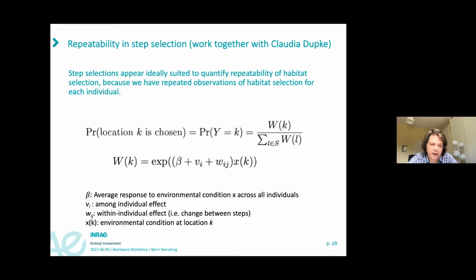we added two random effects. The first random effect was V_i, which represents the individual, or the variance between individuals. So either avoiding more strongly or preferring more strongly than the average animal the environmental conditions X. That is, again, a fairly standard thing to do. But what was less standard was then to add, at the level of individual steps, within-individual effects. So for each step, we wanted to add a modification of the preference for the environmental conditions.